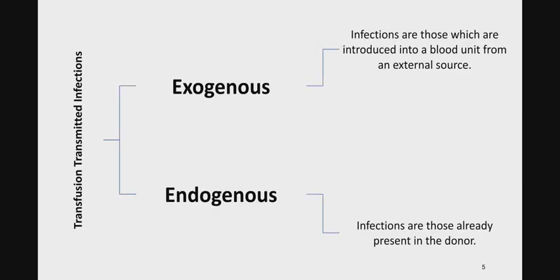Transfusion transmitted infections are categorized broadly into two types: exogenous and endogenous. Exogenous, as the name suggests, are infections introduced into a blood unit from an external source. And endogenous are infections already present in the donor.